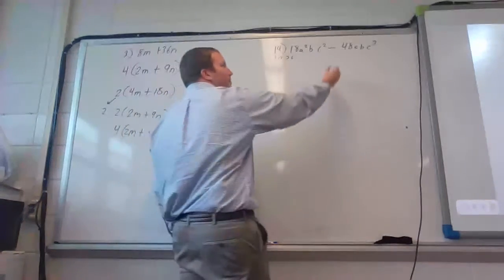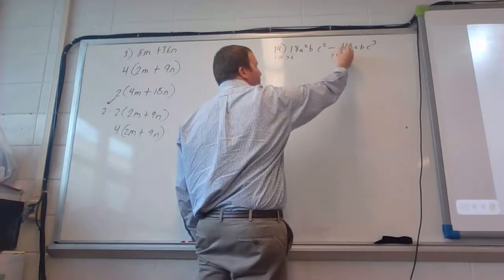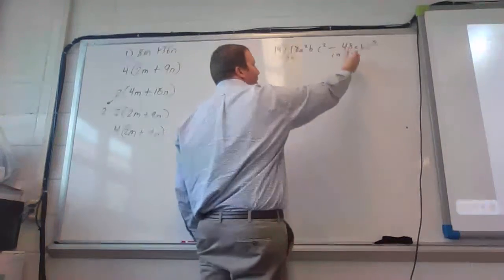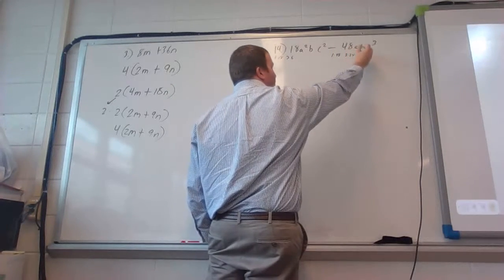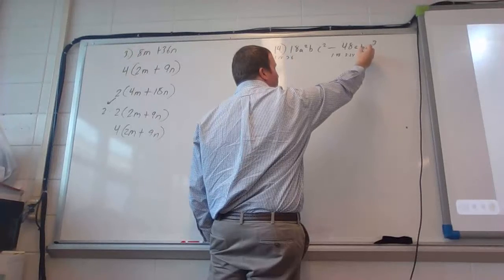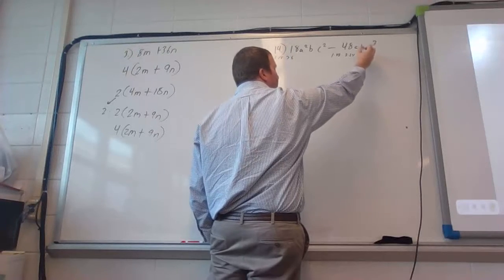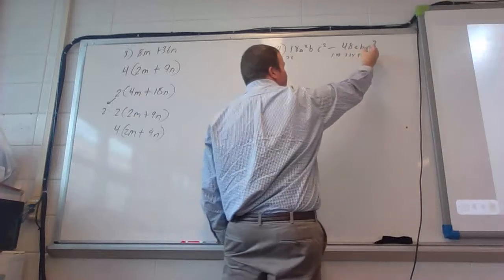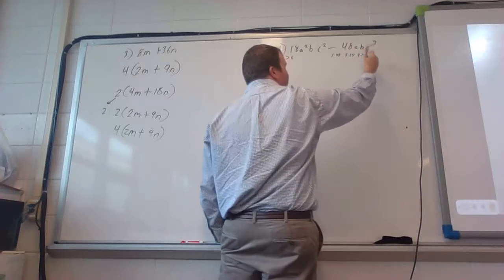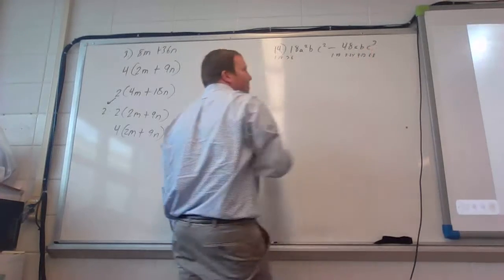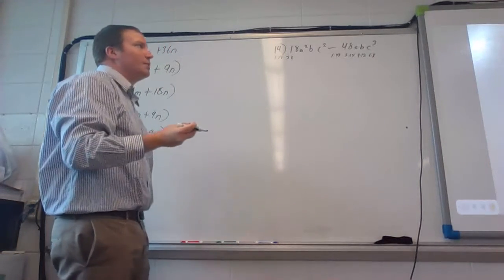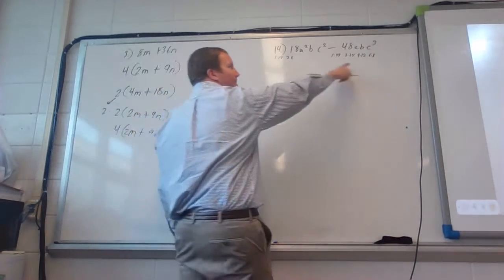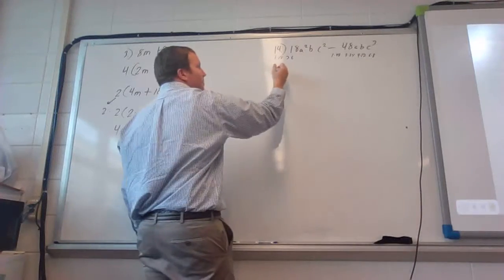48. Of course, you have to be 1 and 48. You got what? 2 times 24. 4 times 12. 6 times 8. So 6, right? So we can take out a 6 from both of those.